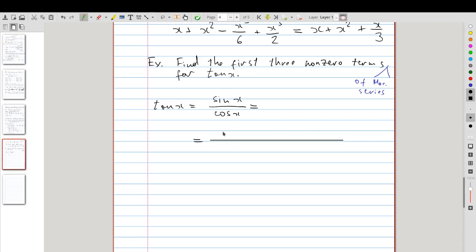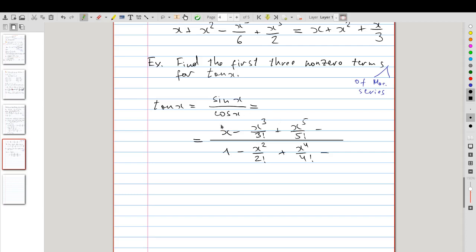So we have sine x, which starts with x minus x cubed over 3 factorial plus x to the 5th over 5 factorial, and then the next term comes with a minus. Cosine x starts off like so, as 1 minus x squared over 2 factorial plus x to the 4th over 4 factorial, and then the next term comes with a minus again.